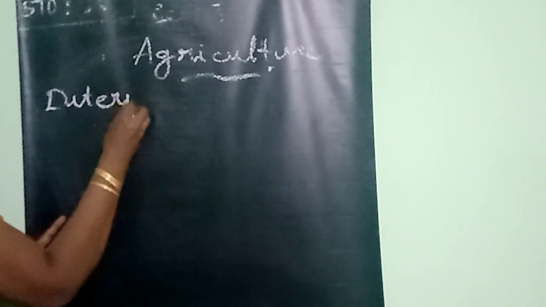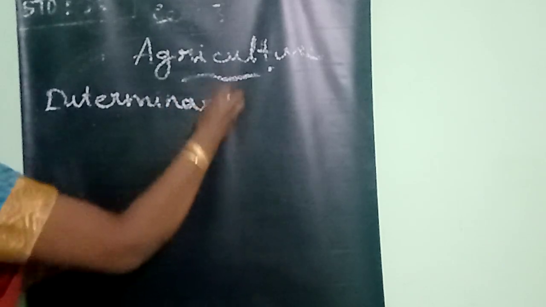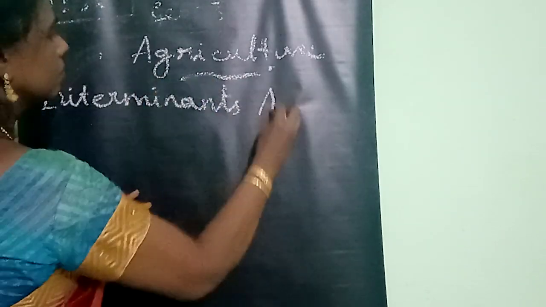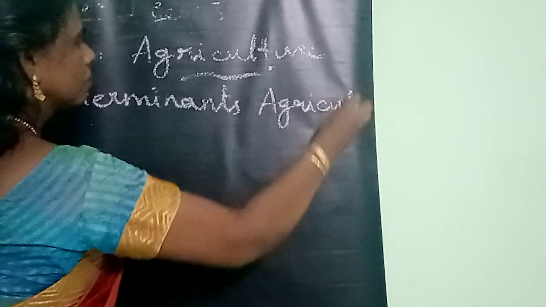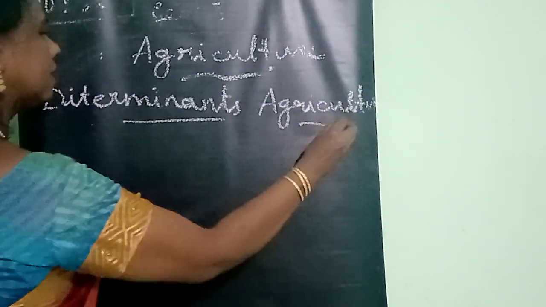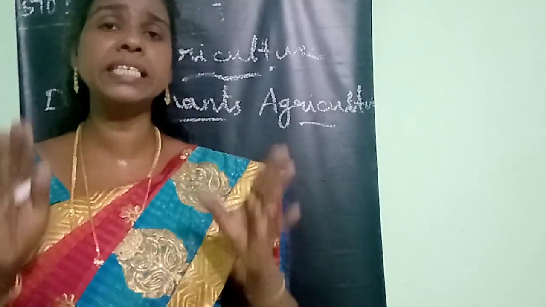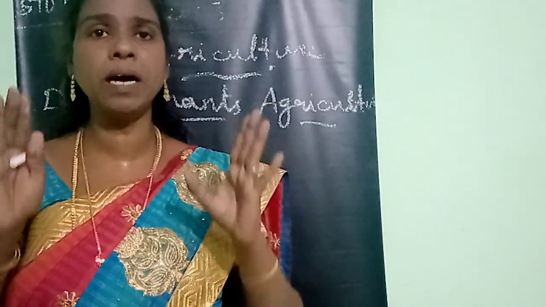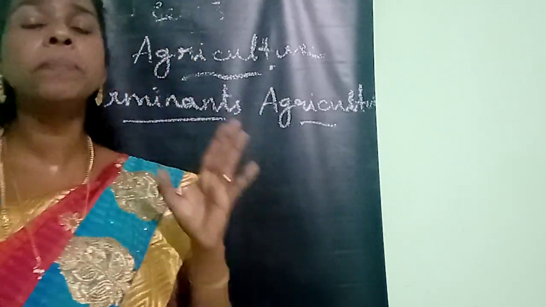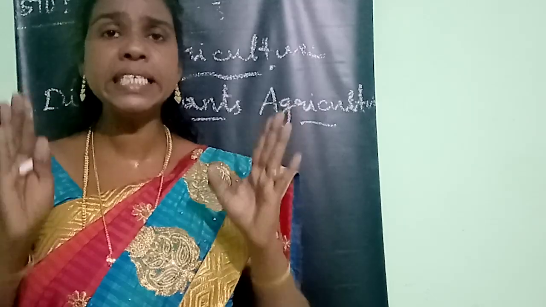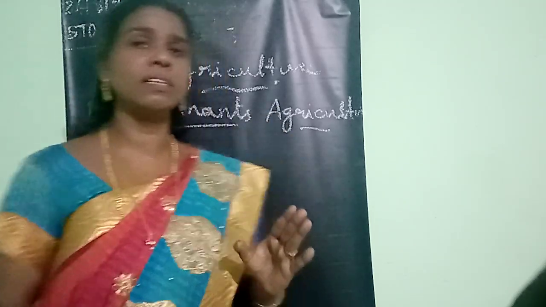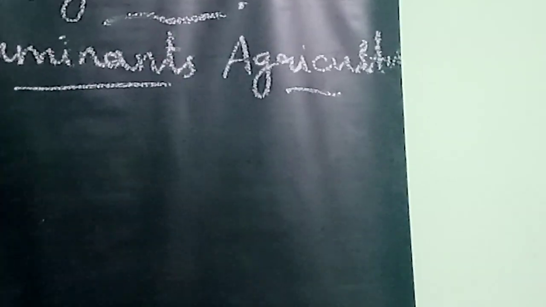Determinants of agriculture. Agriculture in India is determined by 4 main factors. The first one is physical factors, second one is institutional factors, third one is infrastructural factors, and the fourth one is technological factors.